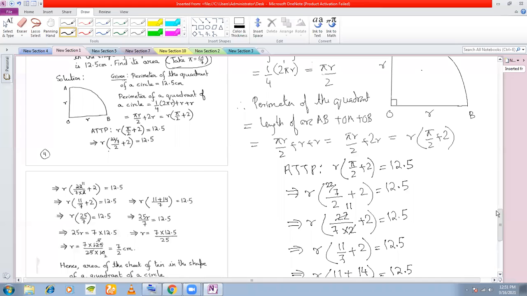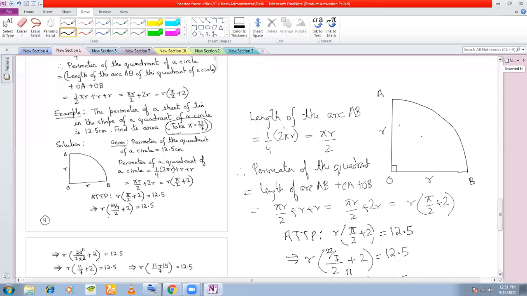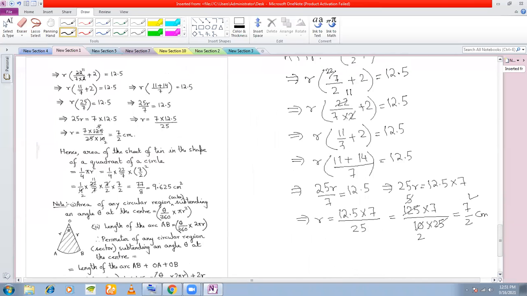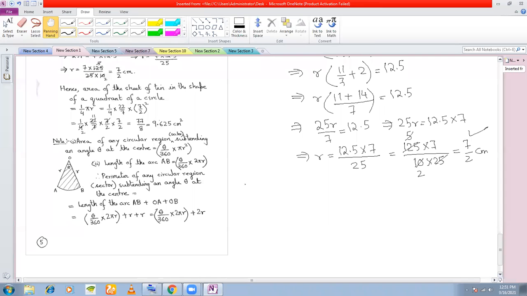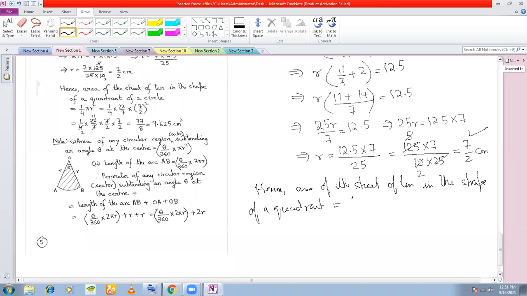Now we have to find out the area of this quadrant. Once from the perimeter of this quadrant we were able to find out the radius, now, once we know the radius, we'll be able to find out the area. Hence, area of the quadrant, area of the sheet of tin in the shape of a quadrant is equal to 1/4 of pi r square.